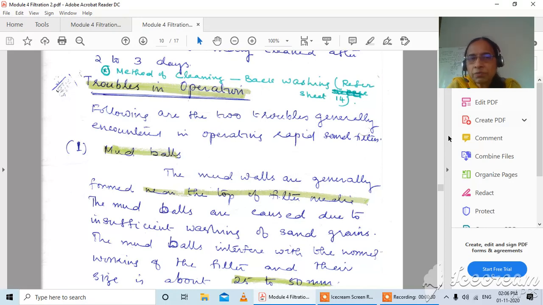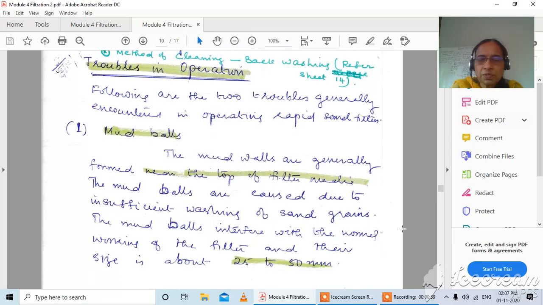There are two types of troubles we usually meet with. One is mud balls. Mud balls are generally formed near the top of the filter media, and they are caused due to insufficient washing of sand grains. The mud balls are formed along or near the wall, and they are usually of size 25 to 50 mm.